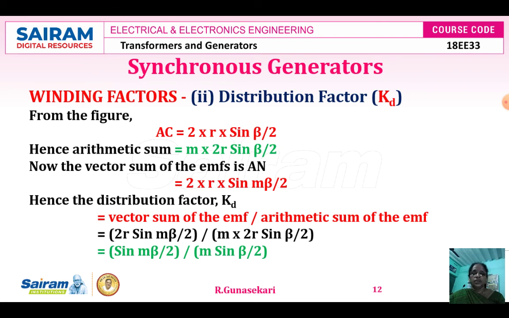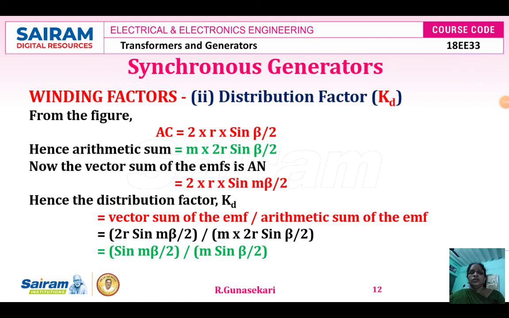The vector sum is the EMF induced in the distributed winding. The arithmetic sum is the EMF induced in the concentrated winding. So the distribution factor KD equals 2r sine m beta by 2 divided by m into 2r sine beta by 2. Therefore sine m beta by 2 divided by m into sine beta by 2. This is the final formula for the distribution factor KD.